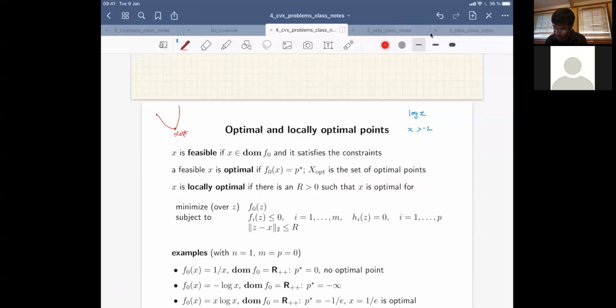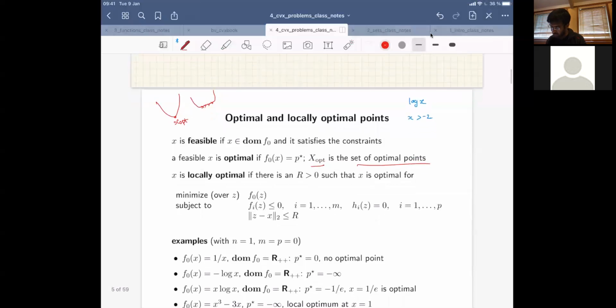We may have a function like this where you have many optimal points. So in that case, we have a set. It's not a single value. We have a set of optimal points, and we call that set of optimal points X opt. This is just to make you aware that there can be many optimal points in a problem. It depends on the nature of the function, and also the constraints.